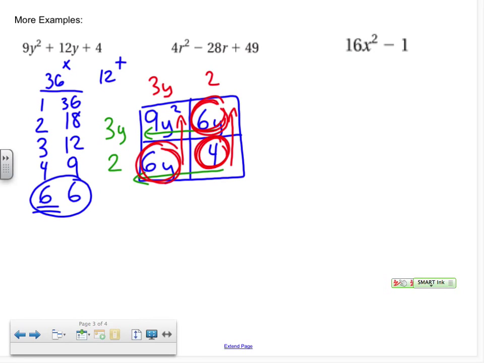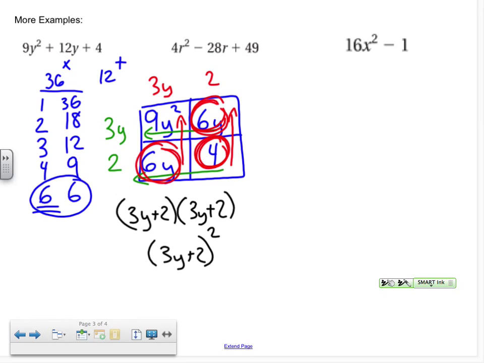So our factored form here, our width of the box is 3y plus 2. Our height of the box is 3y plus 2. Since they're the same, we can simplify that and say 3y plus 2 squared. All right, this is one of our special factorings. Since it worked out to 6 and 6 right here, we could just say, okay, this is a perfect square and only do 1/2 of the box. Let's try the next problem.